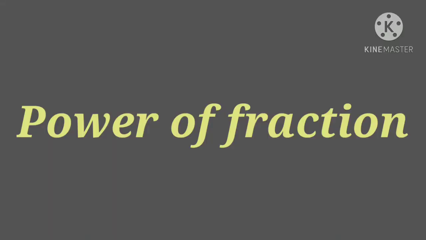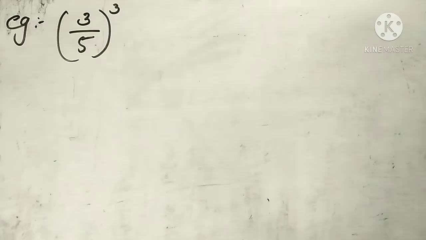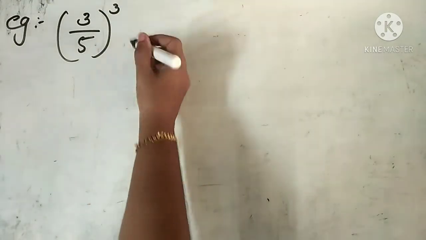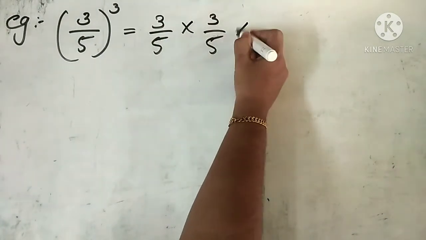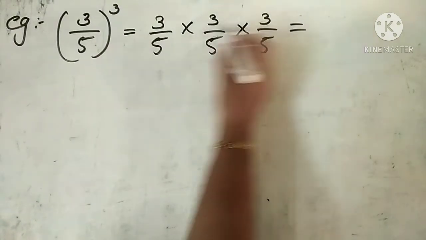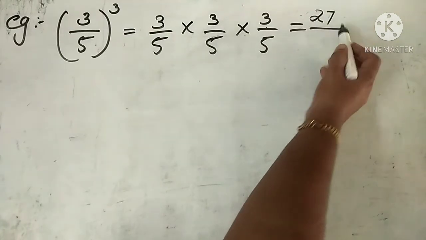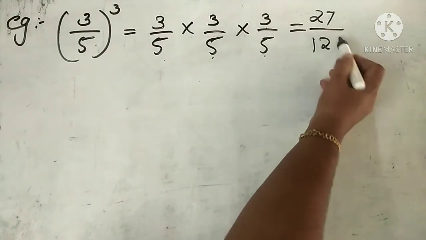Next topic, power of fractions. We can write the repeated multiplication of any fraction as a power. Example: 3 by 5 whole raised to 3. How will we write this? We have to multiply 3 by 5 three times. So we can write it as 3 by 5 into 3 by 5 into 3 by 5. The answer is: 3 threes are 9, 9 threes are 27, 27 by 5 fives are 25, 25 into 5, 125.